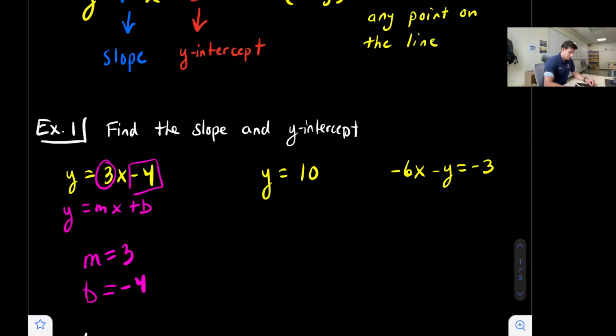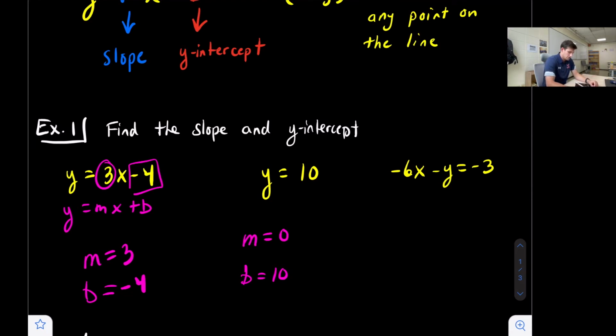All right, notice the next one, we have y equals 10. So if you remember from a previous video, this would be like y equals a number, which is HOY, the acronym HOY. So when we have HOY, that's a horizontal line. 0 represents 0 slope. So we'd say m is 0, it's a horizontal line, it's a flat line. And our y-intercept would just be 10 because it's going to be a horizontal line through 10 on the y-axis. So this graph will cross at 10.